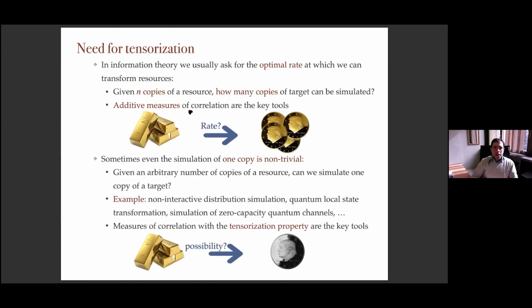Okay, so just to summarize these motivating examples, in information theory, we usually ask about the optimal rate at which we can transform a source to a target. And when we talk about rates, it means that additive measures of correlation would be useful for me because they scale linearly as I increase the number of sources or the number of targets.